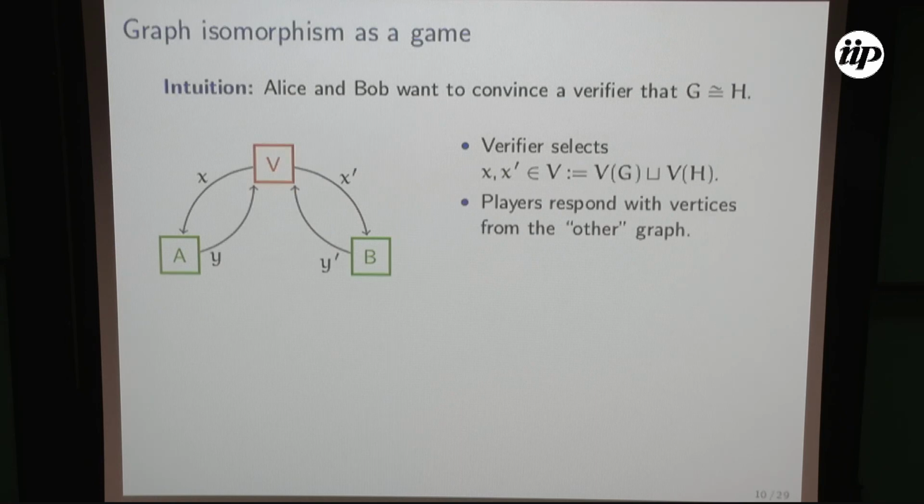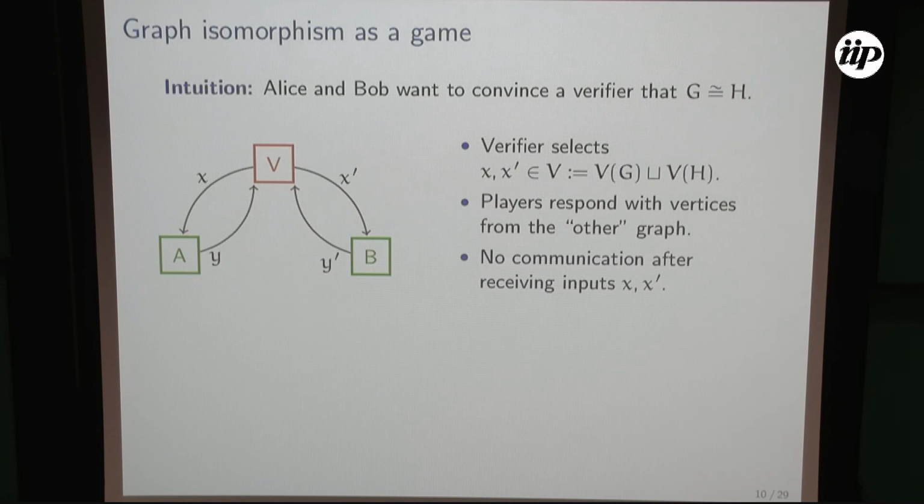And Alice and Bob are going to respond, again, with vertices, but they are required to respond with vertices from the other graph. So if a player gets a vertex from graph G, they should respond with a vertex from H, and the other way around. If they got a vertex from H, they should respond with a vertex from G. Now, after the verifier receives the answers, for each of the players, one of the vertices is from graph G, one is from graph H. We don't know which one. It could be the X or the Y, let's say, for Alice. But there's exactly one vertex from each of the graphs among X, Y, and also among X prime and Y prime. And now the winning rule is the following one.